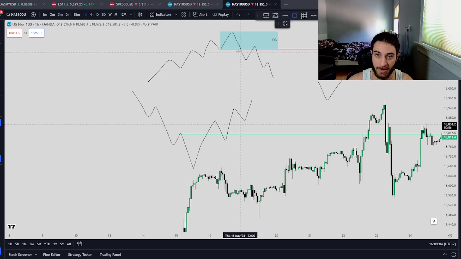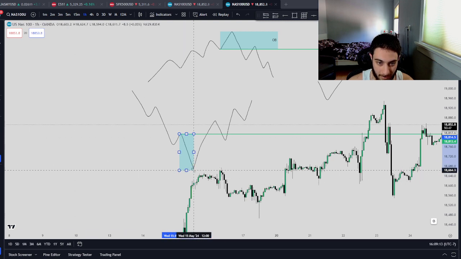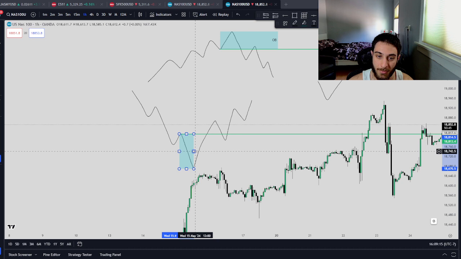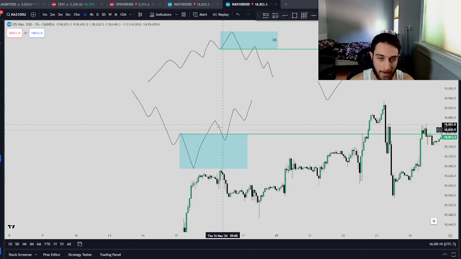Now, what is our order block going to be? Opposite of this. So we get the most recent high, the top of the most recent high, to the lowest point of the move. And that's our order block. Okay, that's our order block.